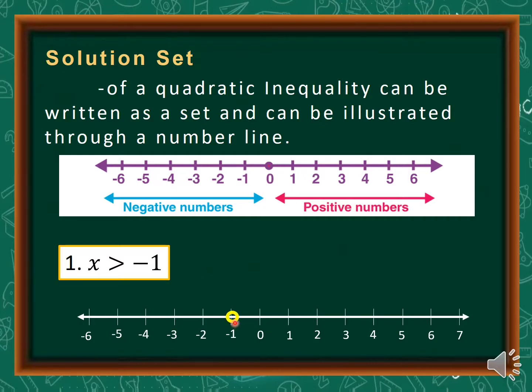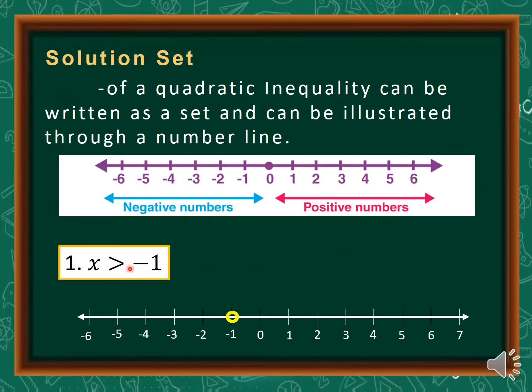If you notice, I use a hollow point. Actually, we have two kinds of points: the hollow point and the solid point. When we say hollow point, it has nothing inside. This is just a circle with no shade inside. So this is a hollow circle since we use greater than. When we use greater than or less than, we will use the hollow circle. So this is our point, negative 1.